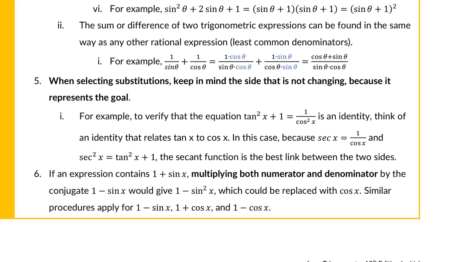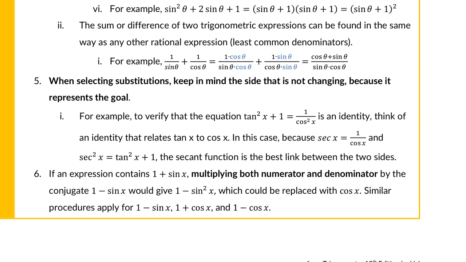Tip number 5 is for the more challenging questions that when you are selecting a substitution or selecting your process to use, keep in mind what the goal is. Keep in mind the side that you are not changing because it represents your goal. If we're trying to do this identity, we can see that somehow we have to get tangent related to cosine. One of the ways we can do this is by making cosine into secant, because secant and tangent have this Pythagorean identity. So you're looking for these connections between the different trig functions to try to see how you can change them and then get to your result.